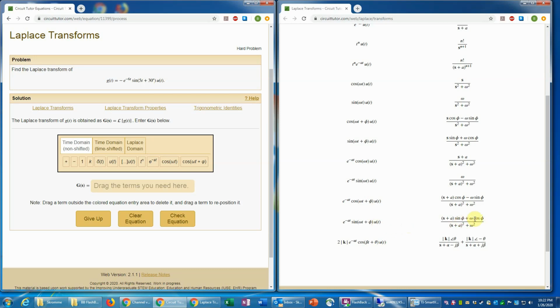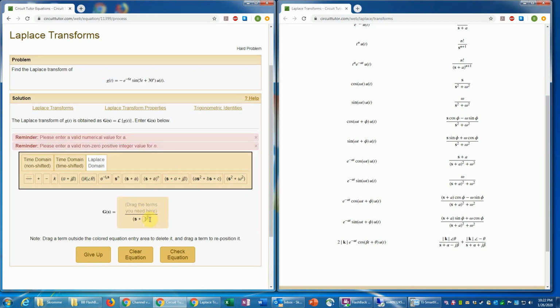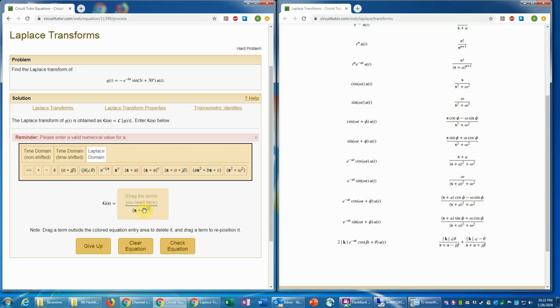Okay, then that's going to be plus omega cosine phi, and then s plus a quantity squared plus omega squared. So let's do the denominator first. Again, we don't want to be in the time domain here. We need to go to the Laplace domain. And so for the s, first we'll put in the fraction template here, and then we'll put in the s plus a squared, and we'll fill in a 2 there to make that squared. The a, again, will be the coefficient of the negative t in the exponential, so that's going to be 6.